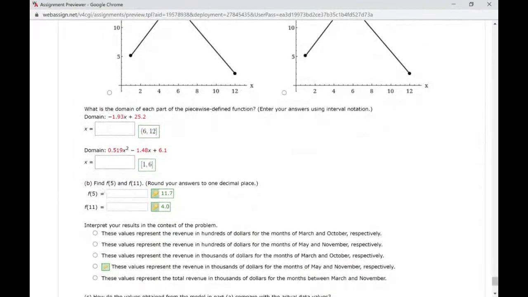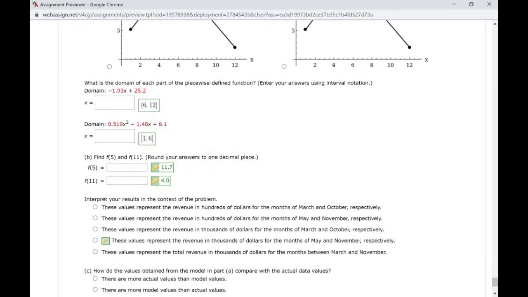All right. Now look at B. Find F of 5. How do you find F of 5? Well, which piece does 5 correspond to? Is it between 6 and 12 or is it between 1 and 6? The linear piece or the quadratic? Quadratic, because 5 is between 1 and 6. The domain is 1 to 6. So plug 5 into this 0.519x squared minus 1.48x plus 6.1. Notice it's in red. That means you probably have a different number than I do.